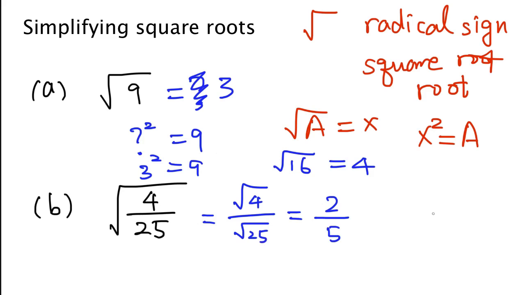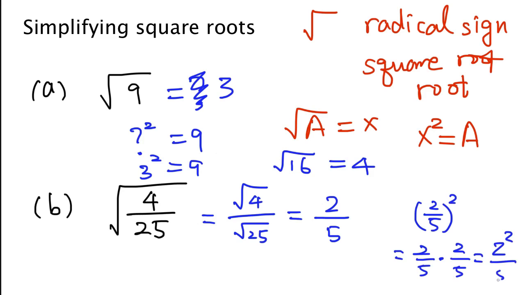So let's check the answer. If you take the square of 2/5, this is 2 over 5 times 2 over 5. And it's the same as 2 squared over 5 squared, which is 4 over 25. So when you take a square of a fraction, you basically take squares of numerators and denominators separately. That's why we take a square root of a fraction by computing square root of numerator and denominator separately.